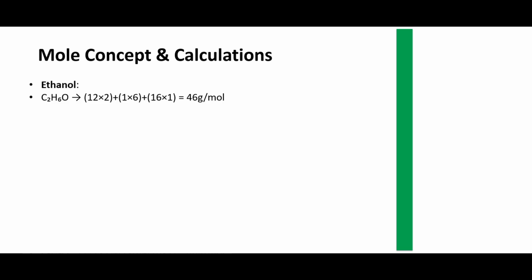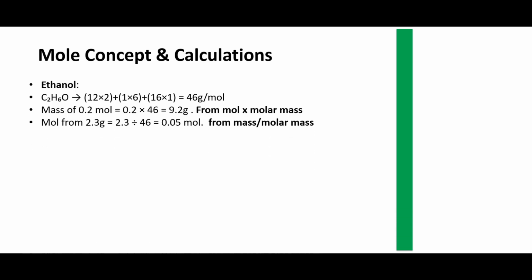You can be asked to calculate the mole, or mass. For instance, the mass of 0.2 moles of ethanol is 0.2 times 46, giving us 9.2 grams. Also, the mole of 2.3 grams of ethanol is 2.3 divided by 46 to yield 0.05 moles. Try this with all the compounds in this video, majorly the organic compounds. A 20 centimeters cube of KOH at 56 grams per dm cube gives you 0.02 moles.